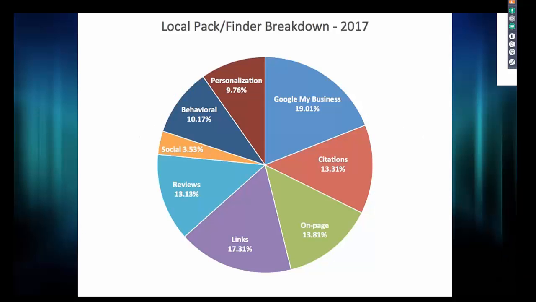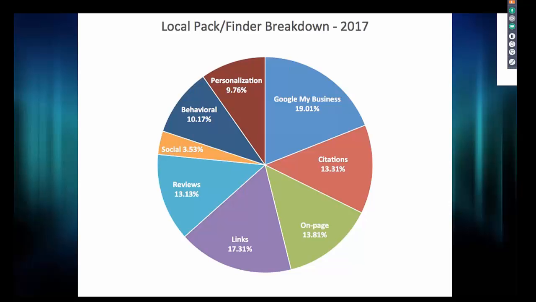First of all, this is the pie chart. If you've looked at the ranking factors before, you've seen a version of this. It changes every year, with percentages shifting in different sections. Social has had a drop. Reviews has increased. Links has increased. Citations have decreased. We're seeing lesser importance on citations, and more emphasis on links and reviews.